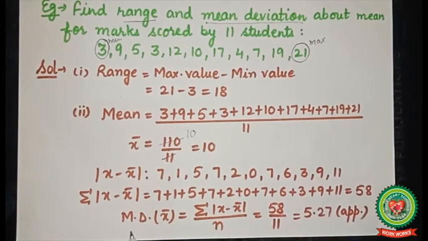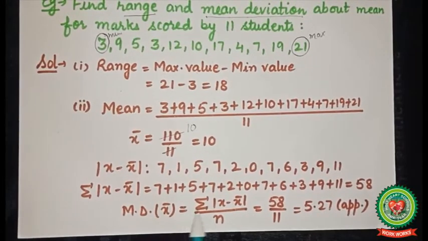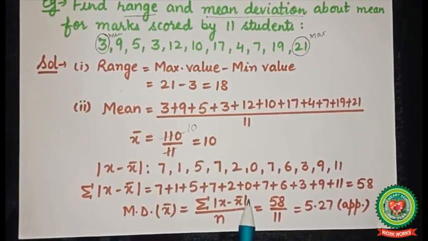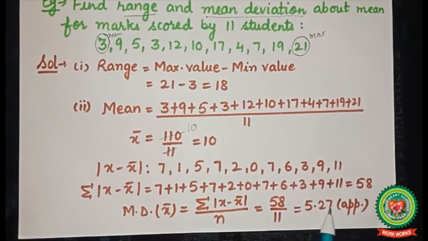Now the third step is the mean deviation about the mean. The formula is summation |x minus x bar| upon n. It is equal to 58 upon 11. After solving, we get approximately 5.27. In this way, we can find the mean deviation about the mean for ungrouped data.